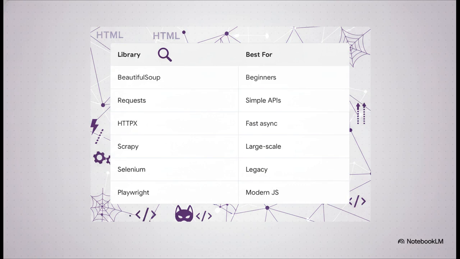To sum up our explainer today, you can use this decision matrix to pick the exact right tool for your specific needs. Just starting out or grabbing simple text, lean on Beautiful Soup and Requests. Need high-speed, asynchronous API calls? Grab HTTPX. Building a large-scale enterprise data crawler? Scrapy is your best friend. And for navigating complex, modern JavaScript applications with serious stealth, Playwright is the undisputed choice.